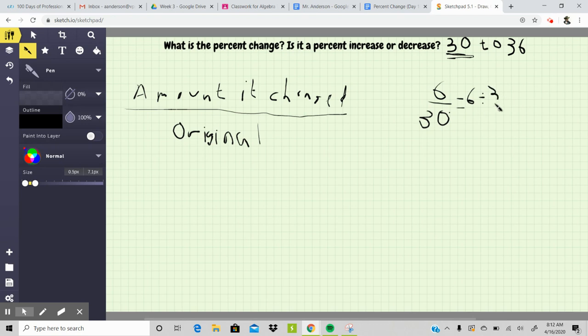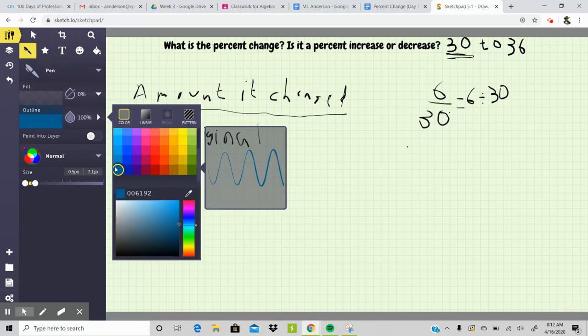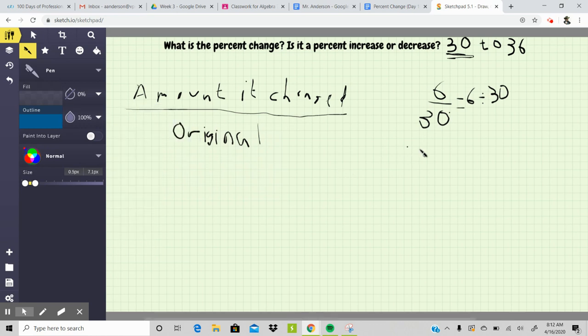30. Okay, and when you do that, sorry, my computer's lagging. When you do that, you get 6 divided by 30 is 0.2. Okay, so now I have it in decimal form.